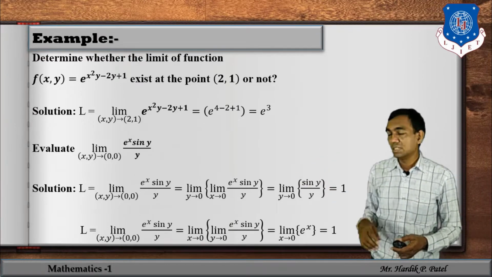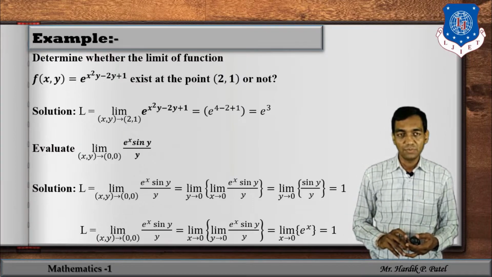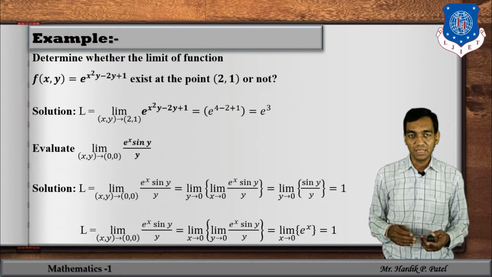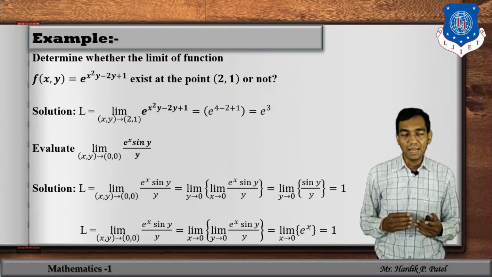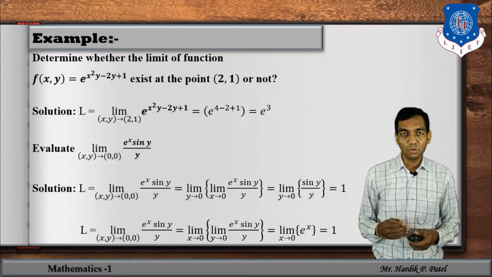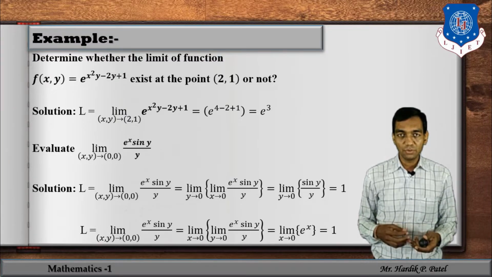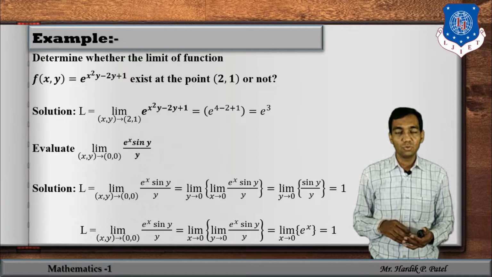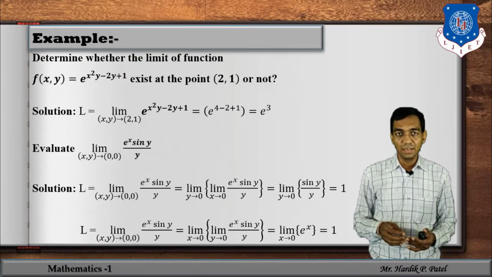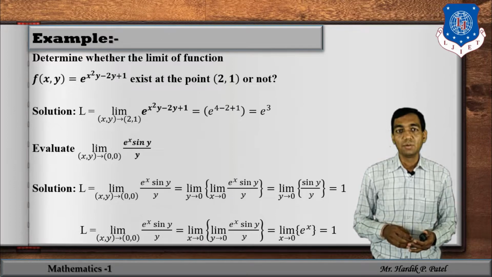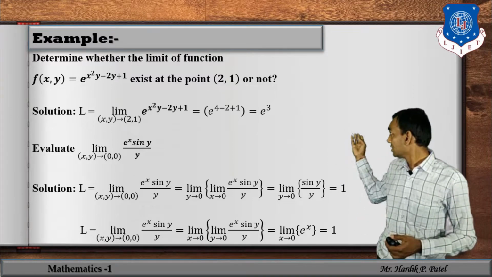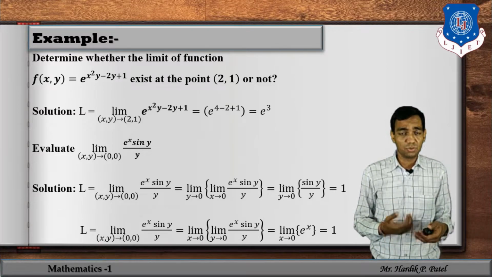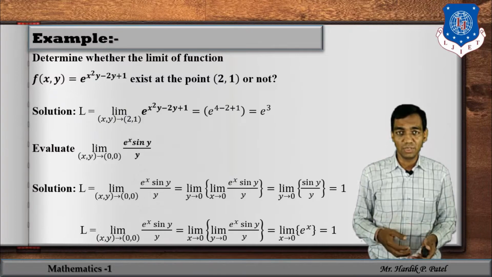Suppose the first question is: determine whether the limit of the function f(x, y) = e^(x^2 y - 2y + 1) at the point (2, 1) exists or not. So what we are going to do is put the value: limit L = limit (x, y) tends to (2, 1) of e^(x^2 y - 2y + 1) = e^(4 - 2 + 1), and that will directly be e^3, and this value is non-zero. So this limit directly exists and it has the value e^3.